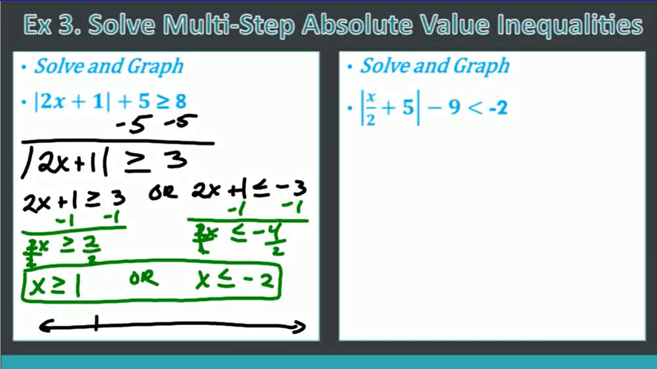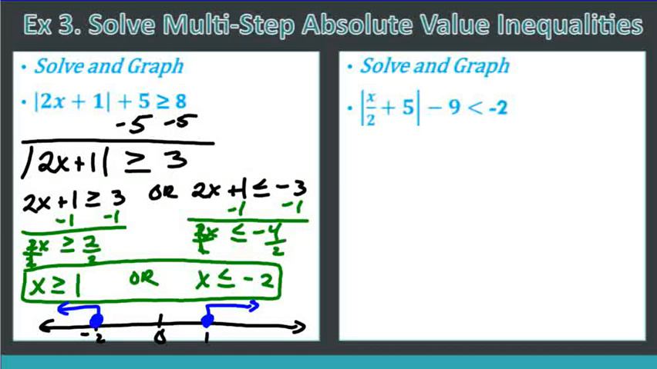I have a negative 2 over here, put my 0 here, put my positive 1 here. I will need to have a closed circle on both negative 2 and positive 1. X is greater than or equal to 1, so it's got to go to the right. It's less than or equal to negative 2, so it's got to go to the left.